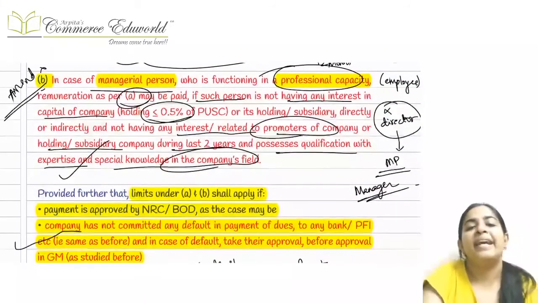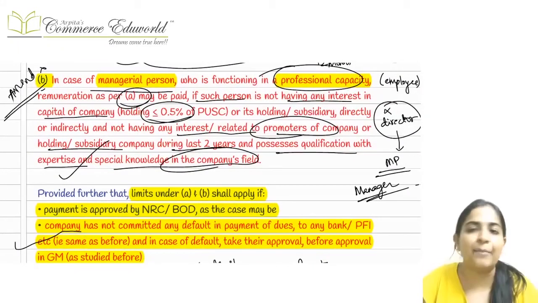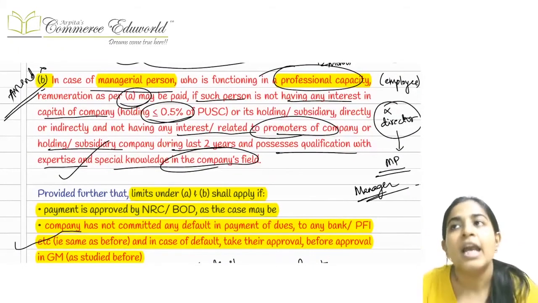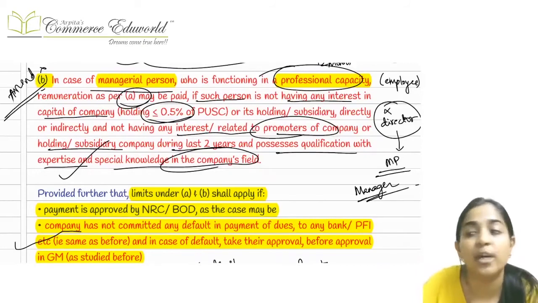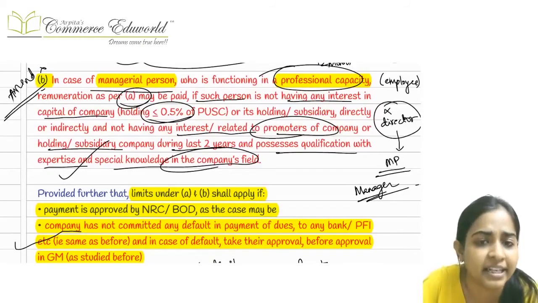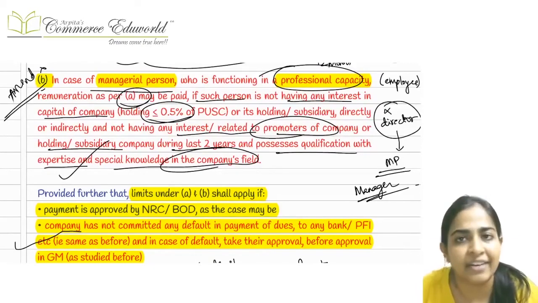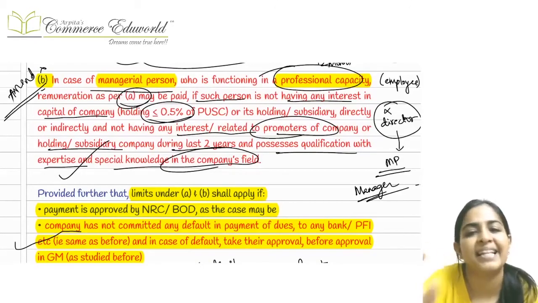Then if you are paying any remuneration to a managerial person who is working in a professional capacity, means he is not involved in day-to-day activities, but he is working in a professional capacity as an advisor, etc.